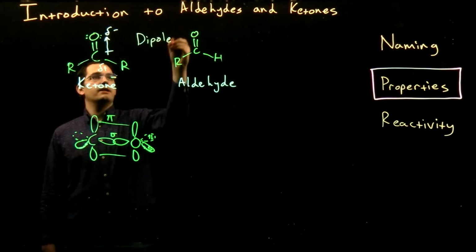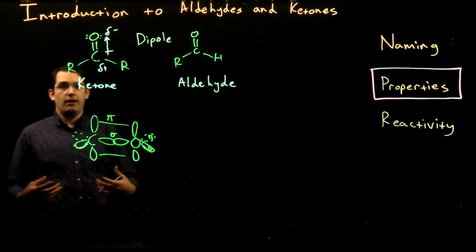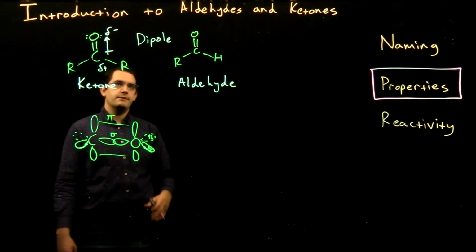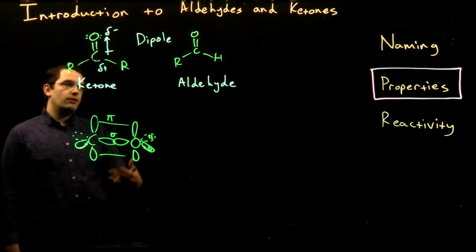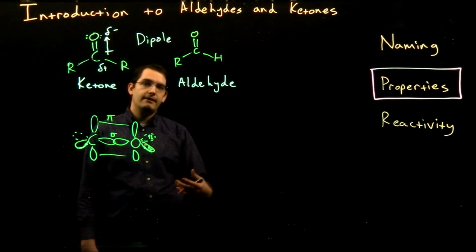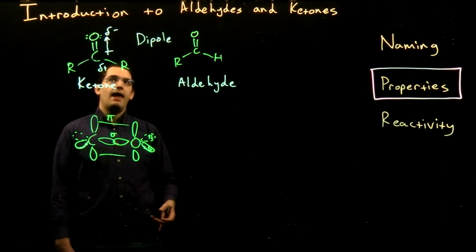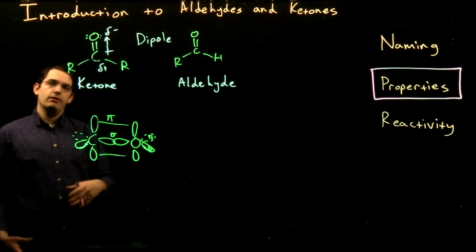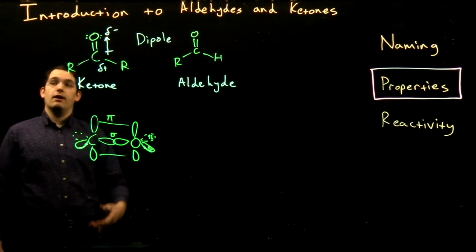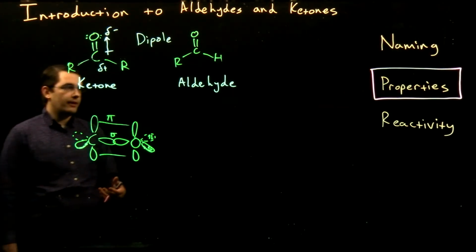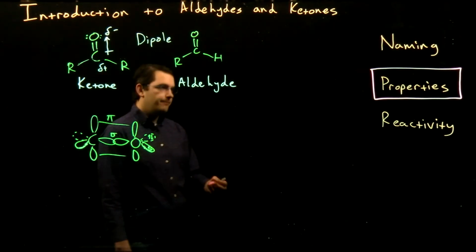Now, of course, a dipole gives us one of our moderate strength intermolecular interactions. So that will give our ketones and aldehydes higher boiling points compared to things like ethers or alkanes. However, we don't have any hydrogen bond donors here. Our ketones and aldehydes aren't protic, so we're not going to have as high of boiling points as alcohols.